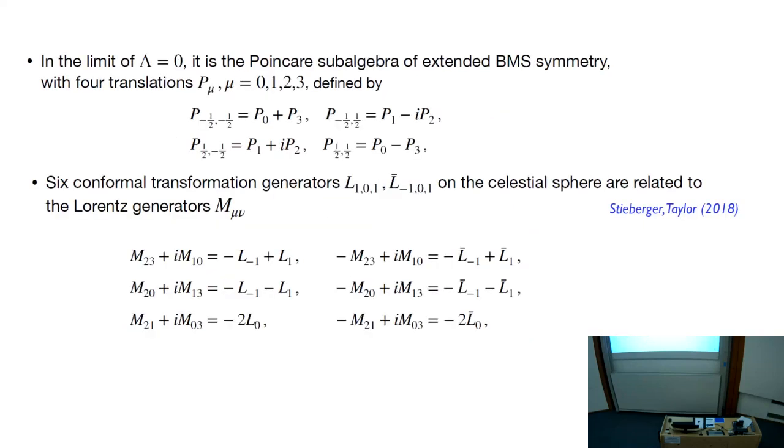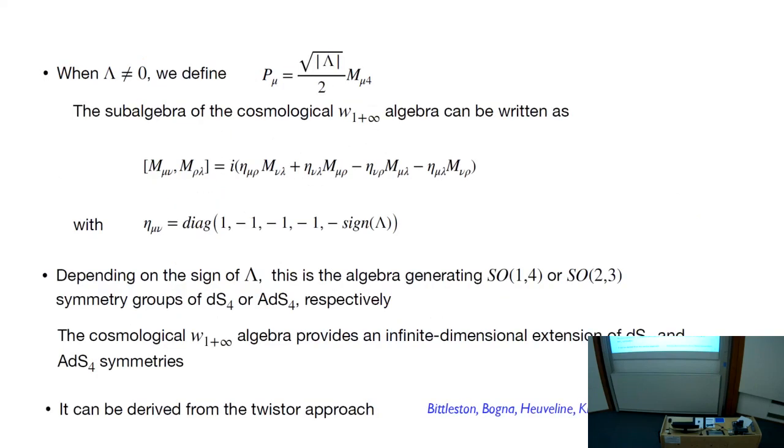And then once we have that form, we can easily identify how we can make connections with the symmetry group of de Sitter or anti-de Sitter. So we can just do some redefinition of the L and L bar generators, so that we can nicely organize the subalgebras into this form, which is exactly the SO(1,4) and SO(2,3) group, depending on the sign of the cosmological constant.